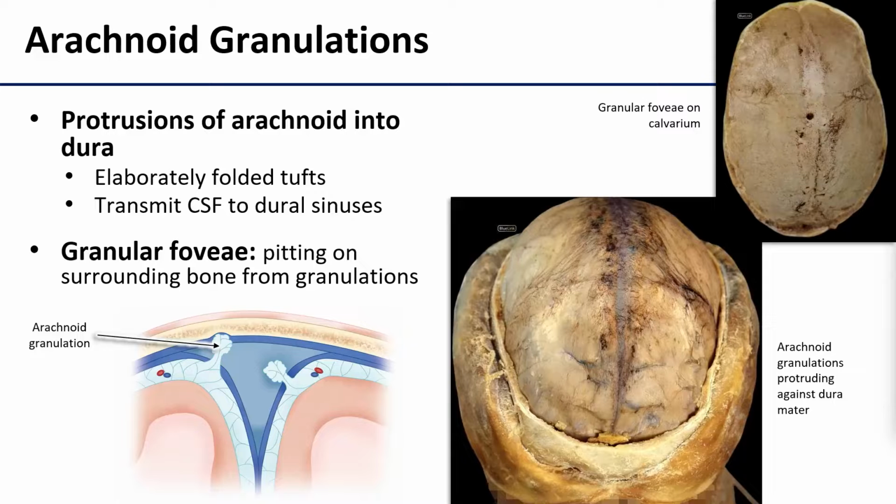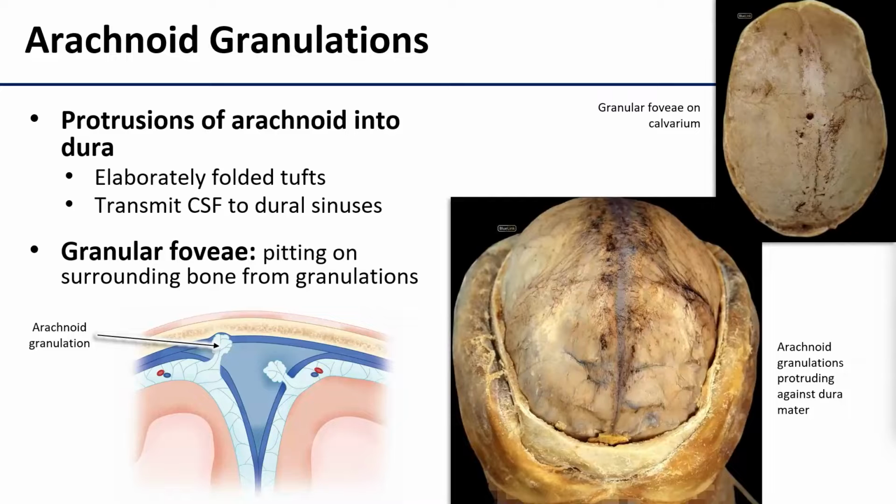Directly relating to CSF circulation, the arachnoid mater has a number of specialized protrusions up into the dural venous sinuses that allow cerebrospinal fluid to drain from the subarachnoid space and back into the blood supply. These protrusions are called arachnoid granulations, and what they are is very tightly folded little tufts of arachnoid mater that press up and through into the dural sinuses.